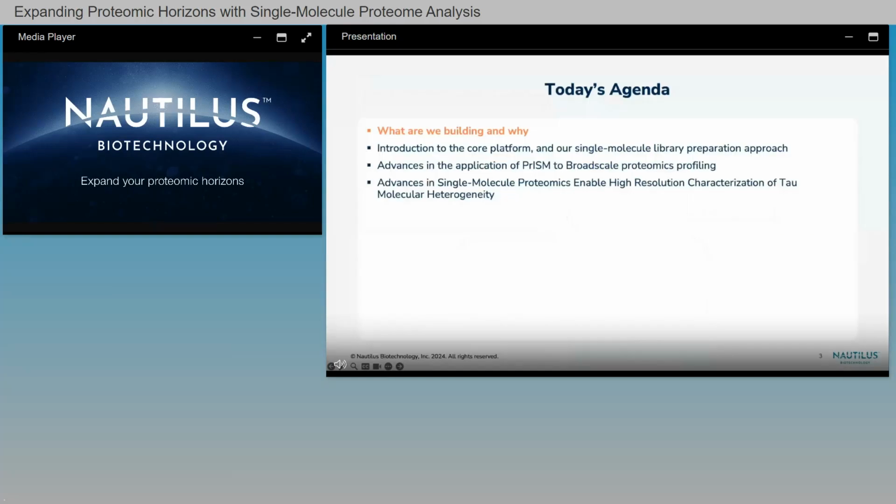What we're going to cover today are a couple things. We're going to start off with talking about the platform that we're building, why we're building it, and introduce you to the fundamental aspects of it. We'll then talk about how the platform can be used in a broad scale manner to look broadly at the proteome. And then we'll dive into the other aspect of the platform, which is looking in extremely high resolution at particular target protein molecules, in this case, tau.